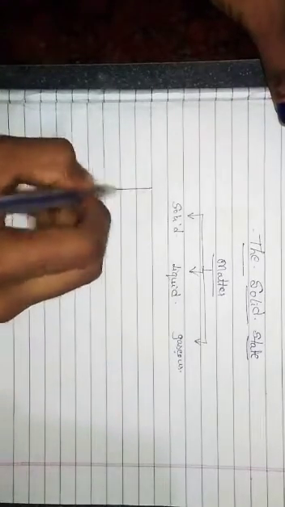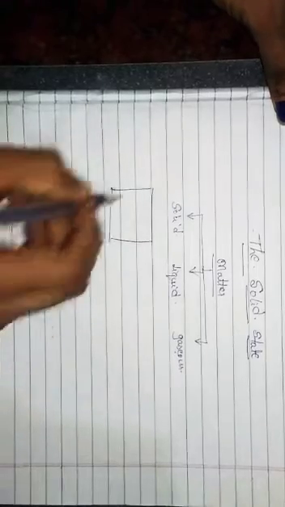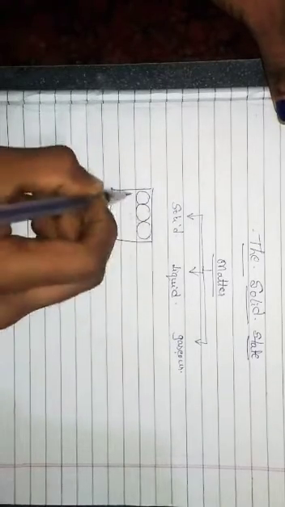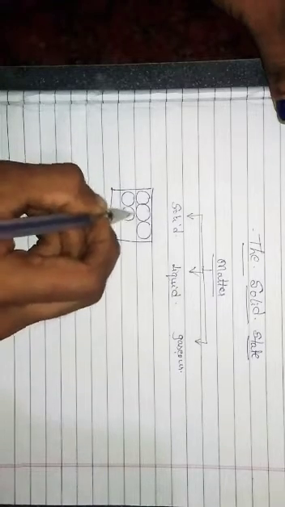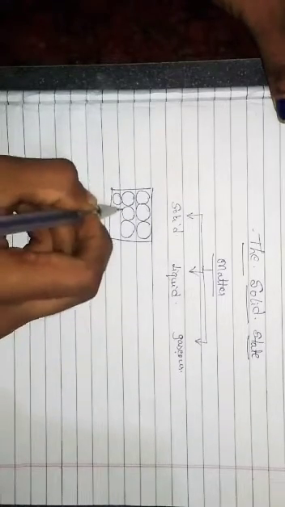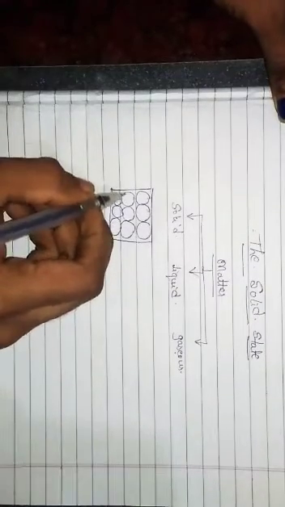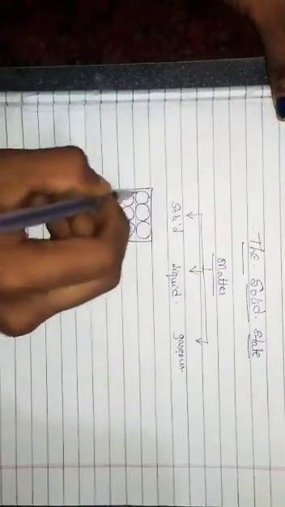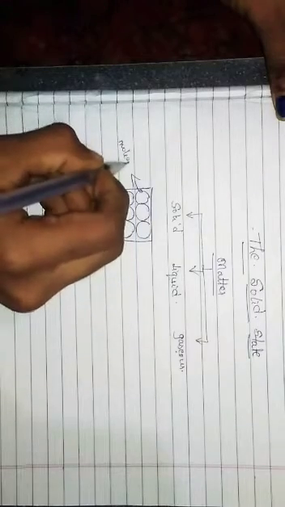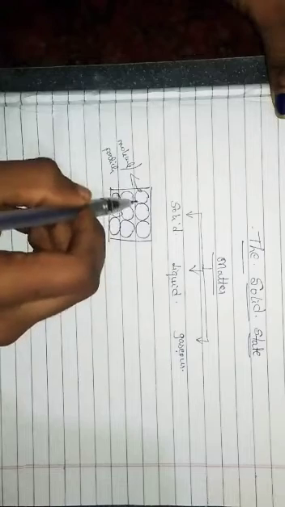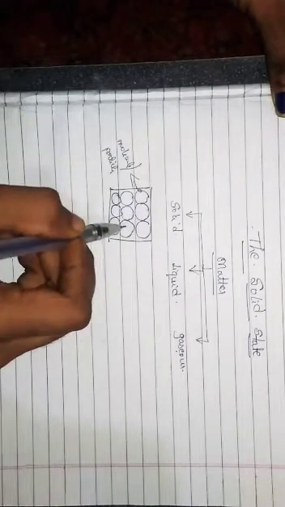If you have a solid, the constituent particles are very close to one another. I am drawing circles now. These are nothing but the constituent particles or constituent molecules present in the solid. So they are present very close to one another.